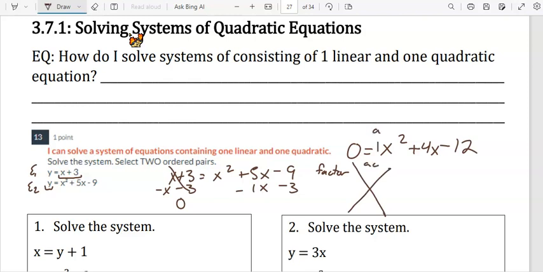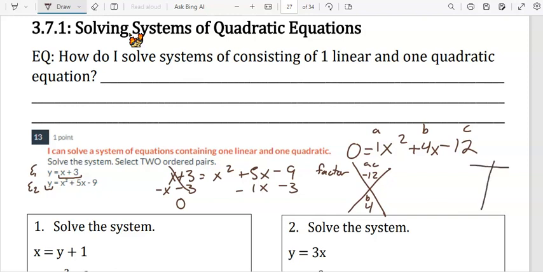The coefficient a is 1. The coefficient b is 4. The coefficient c is negative 12. A times c is negative 12. B is 4. We will find two numbers that multiply to give you negative 12 and they add to give you 4.